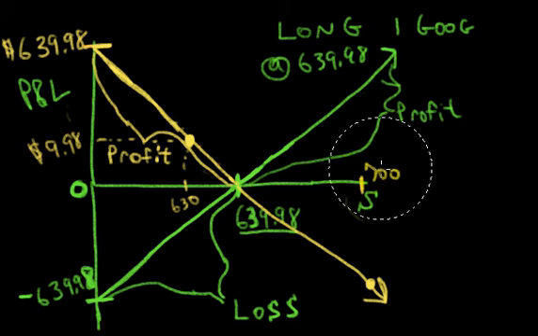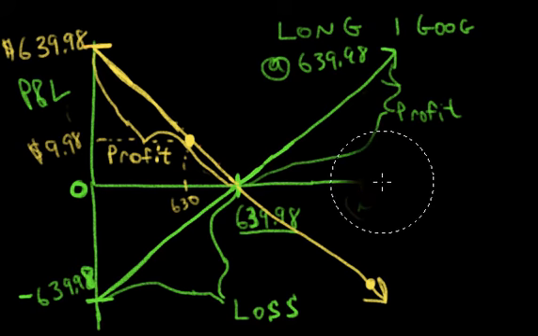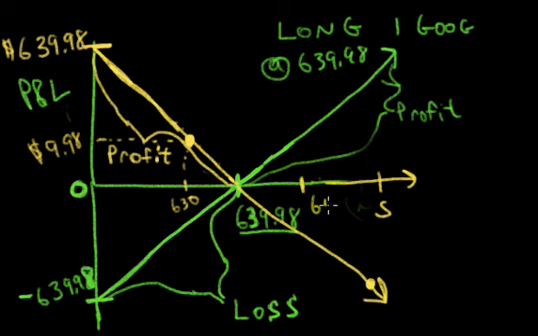Let me just move it over real quick. If Google goes to 645, let's say, then you're going to get a payoff here on this yellow line, right? That's going to translate, or a P&L that's going to translate to $5.02 over here.